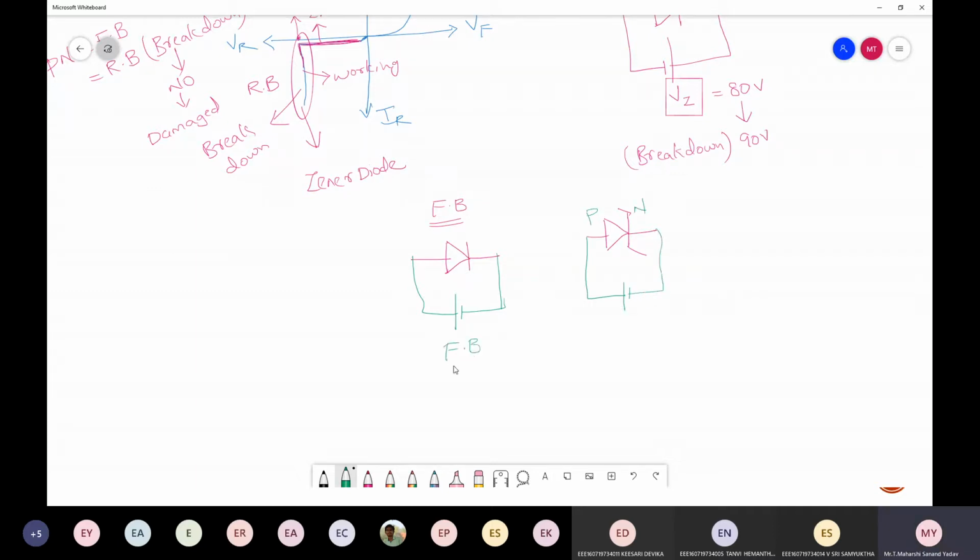So under forward bias, is the PN diode on or off? Tell me the on and off conditions for forward bias. On, sir. This is nothing but on, which means short circuit or open circuit? Short circuit. Here everything is the same again. Forward bias, short circuit, on.